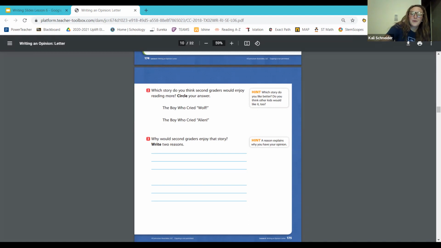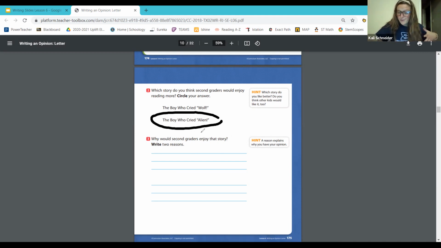Oopsies, let me try that again. The Boy Who Cried Alien would be my vote or my opinion on what the librarian should read, because I'm gonna go ahead and explain more about it down here. Why would second graders enjoy that story? You need to write two reasons why.